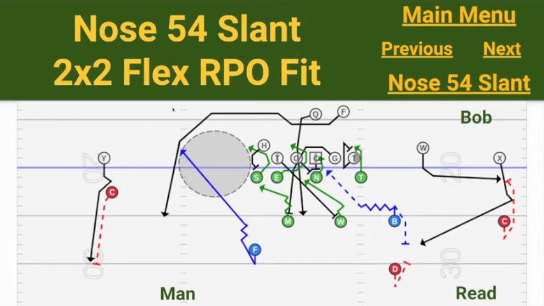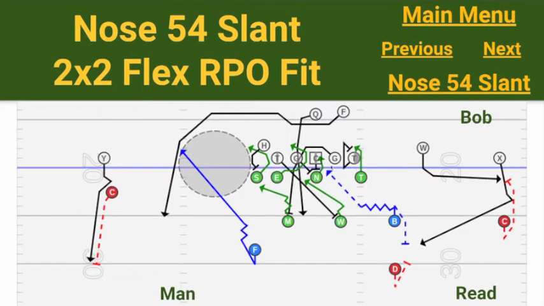The other example is getting some sort of RPO out of a 2x2 set where there's either a flex tight end or a tight end, a pro surface to the field, but twins and the offset back to the boundary. Nose 54 slant, we would be slanting to the boundary here because they've got 3 receivers. We're good against any RPO you can draw up because that Bob linebacker doesn't really have a gap in here.